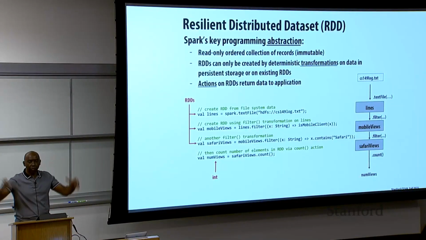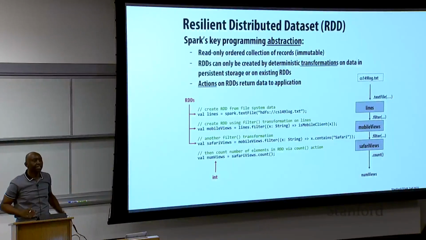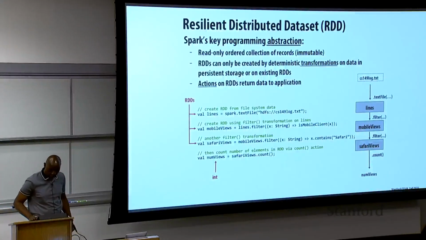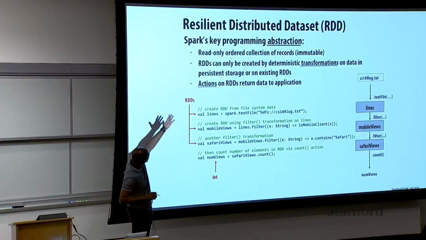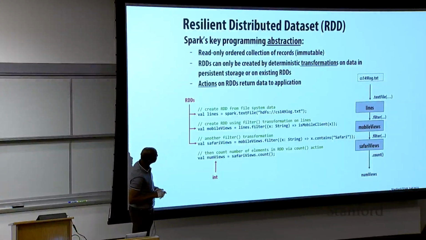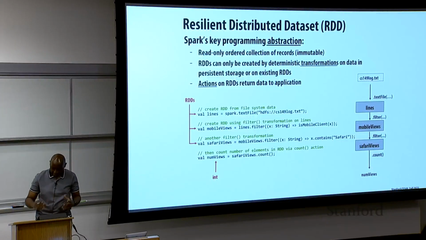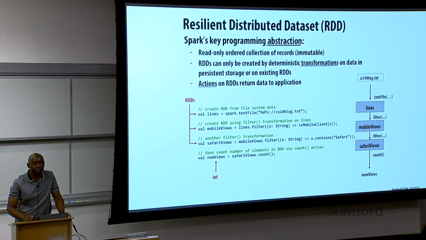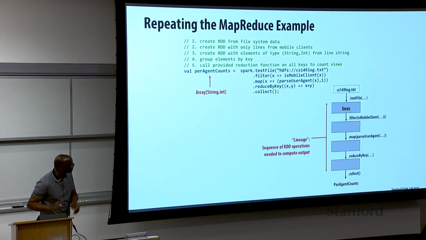You start with some data in the file system, and then you apply transformations to that data to create different RDDs to encode the logic of your program, right? And each of the RDDs is, of course, read-only, ordered, and immutable. These turn out to be very useful properties when you're trying to build a fault-tolerant system.